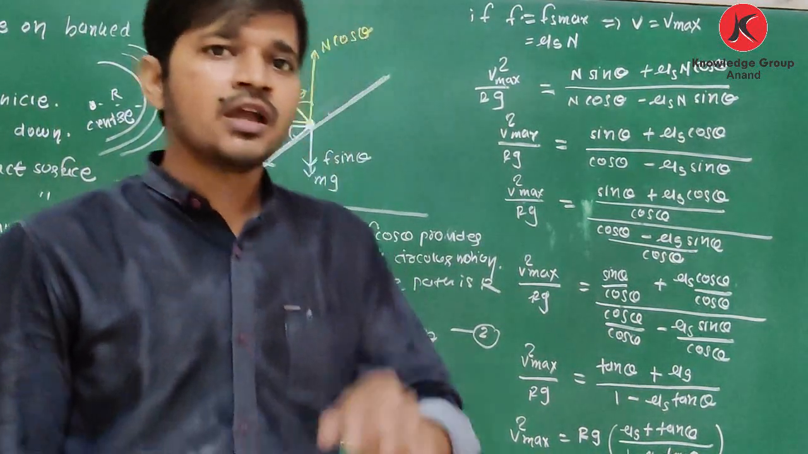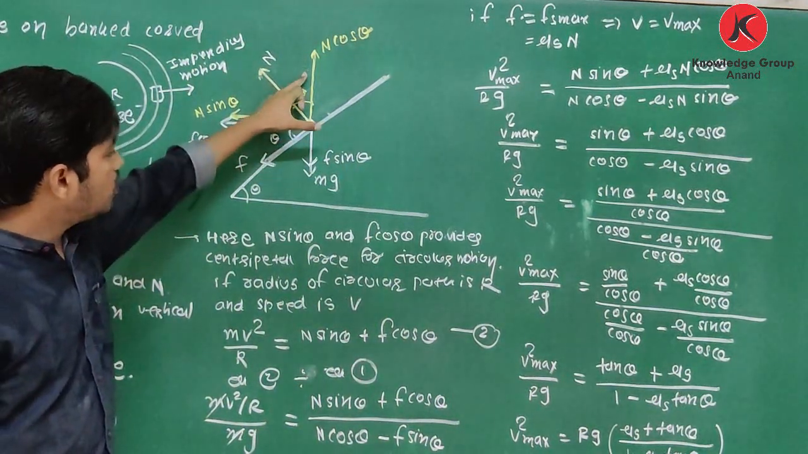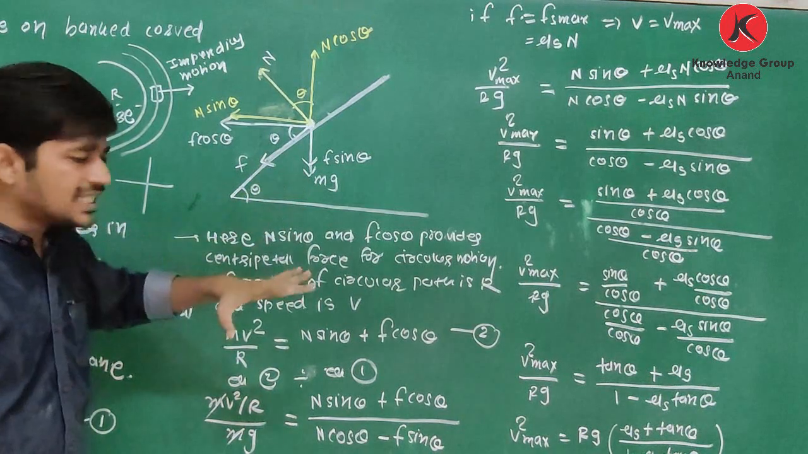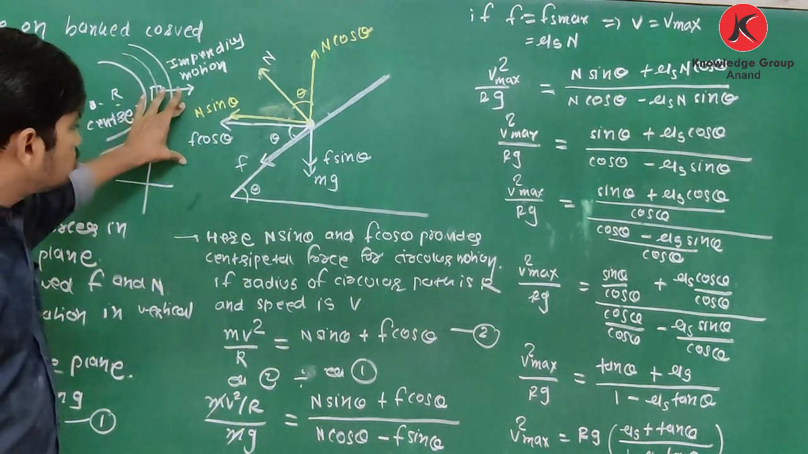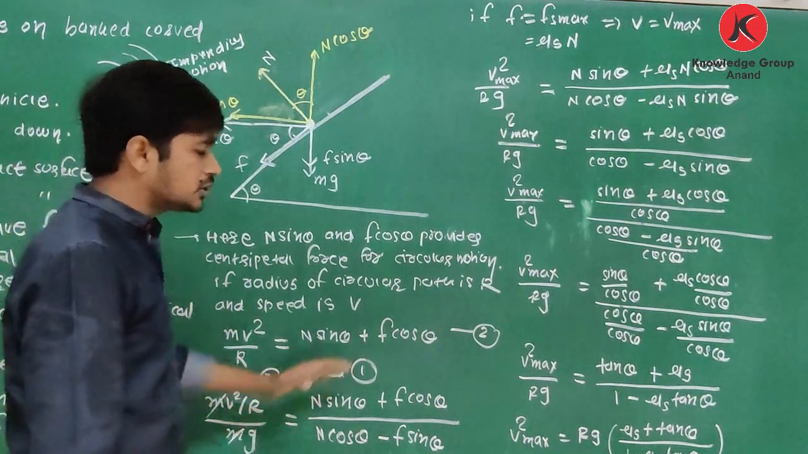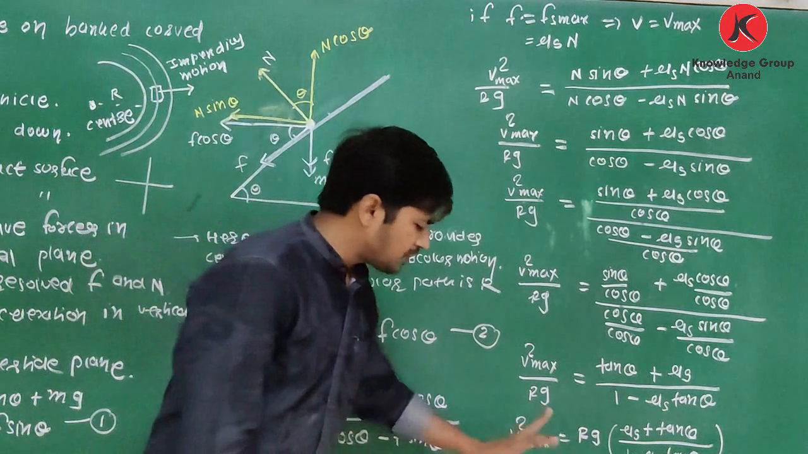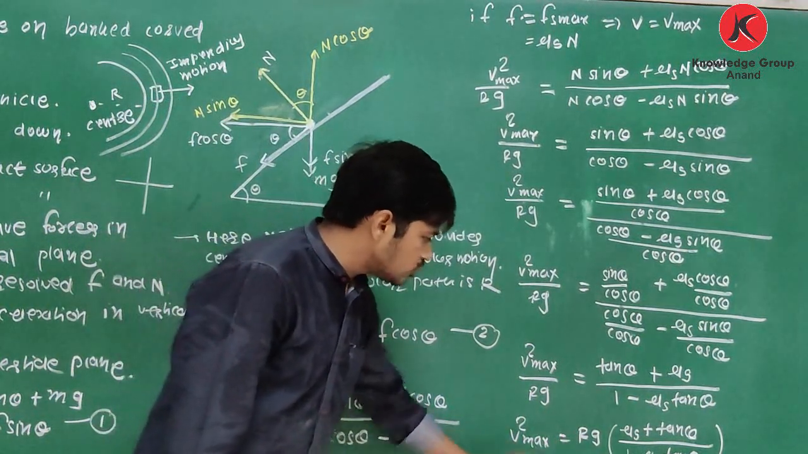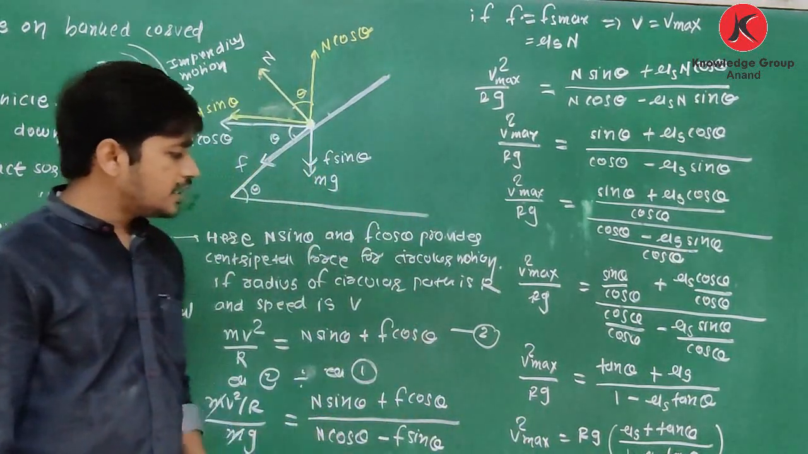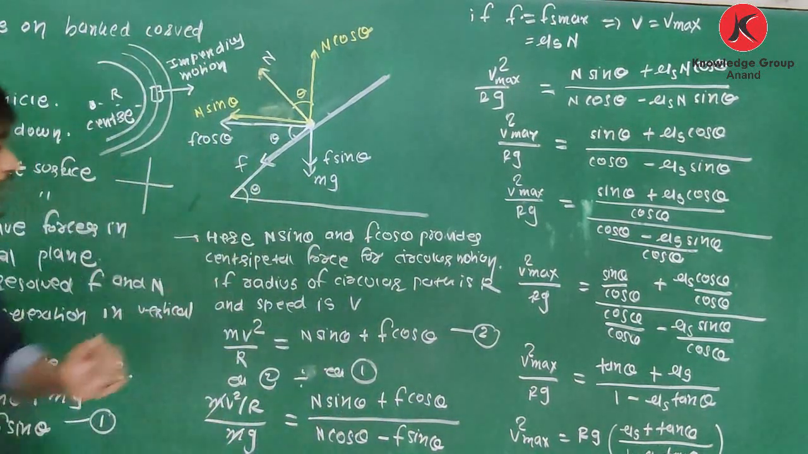Clear about this? Again, draw proper figure. N cos theta is equal to mg plus f sin theta. Then these two forces will provide centripetal force. Equation number 2 divided by equation number 1, and this mathematical calculation. Yes, last equation we have to write that V maximum is equal to under root Rg under root mu s plus tan theta upon 1 minus mu s tan theta. See how to write it.